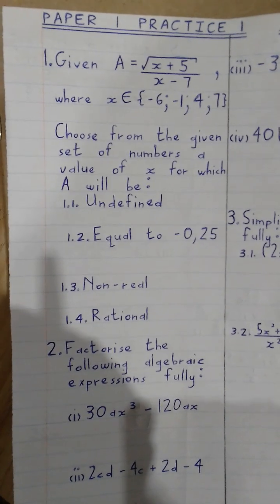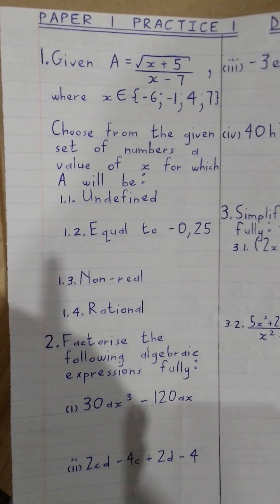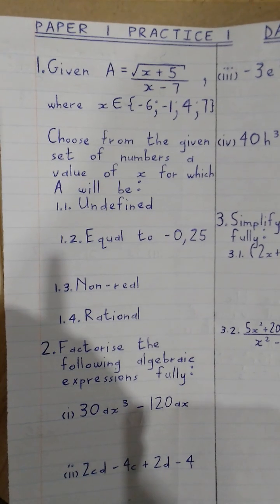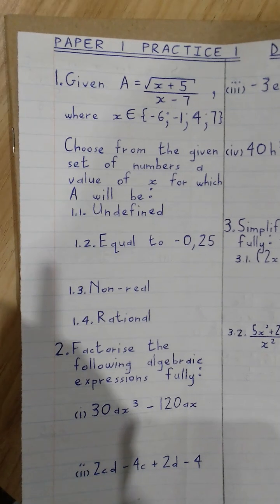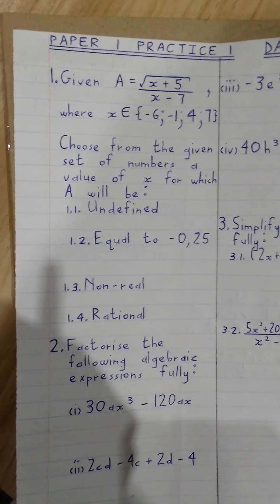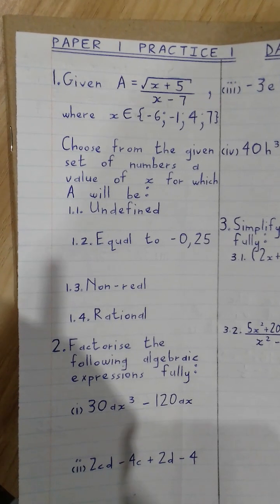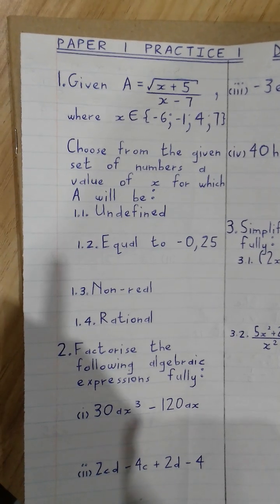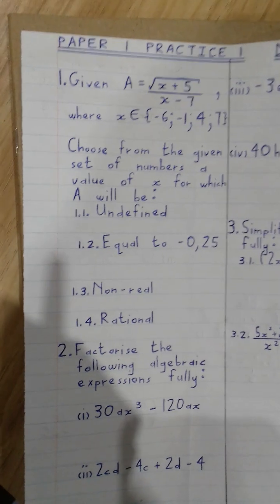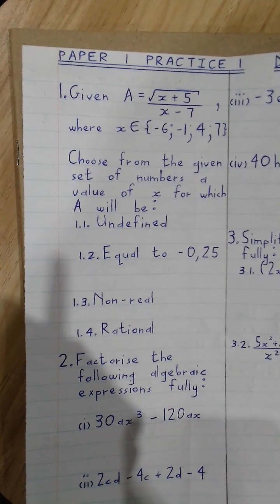Number 1 states, given A is equal to the square root of x plus 5 over x minus 7, where x is an element of negative 6, negative 1, 4 and 7. Choose from the given set of numbers a value of x for which A will be undefined. Now please remember that undefined means that the denominator must be equal to 0. So x minus 7 is equal to 0, x is 7.